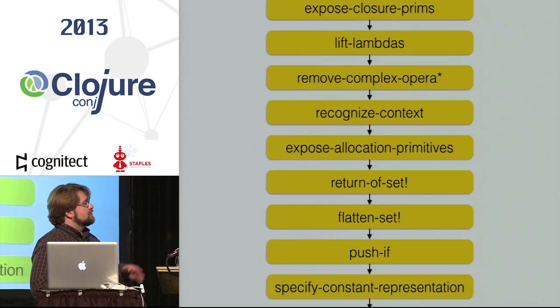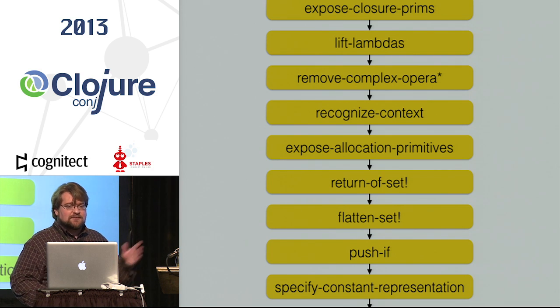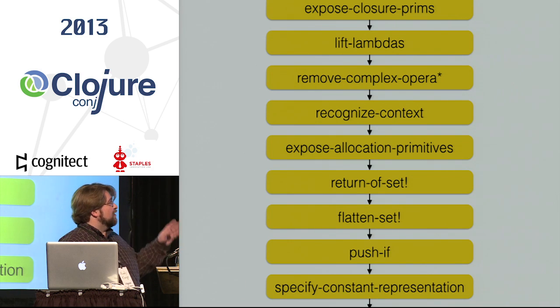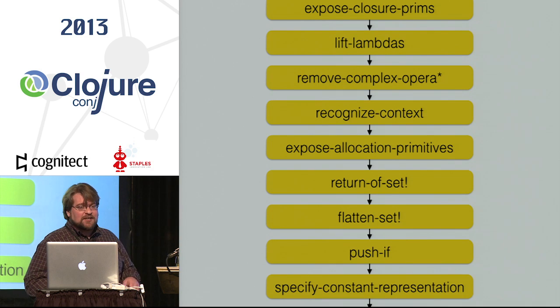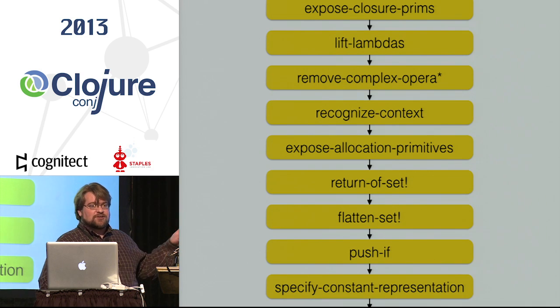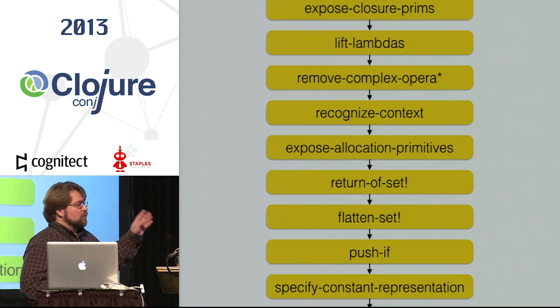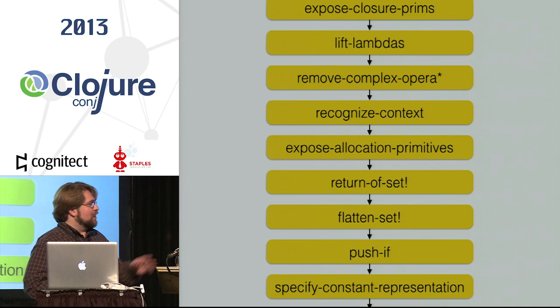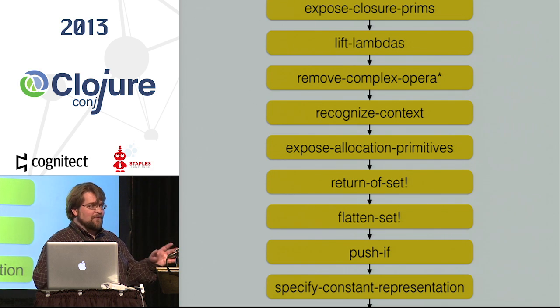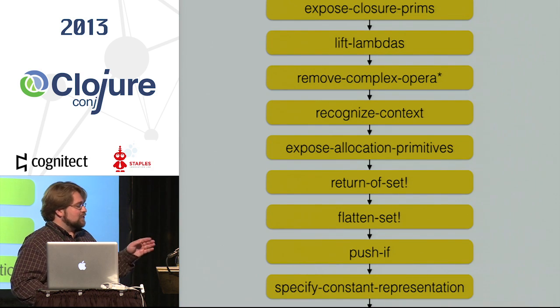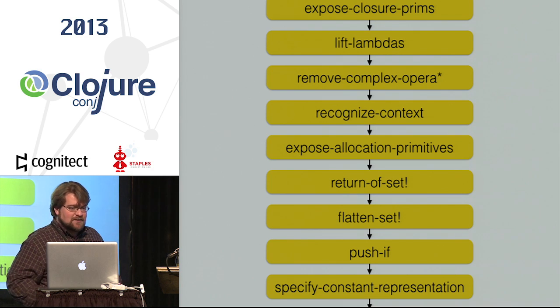We'll lift the lambdas, get rid of nested things, nested expressions. We'll separate things into contexts. I won't go into all that detail. Expose the allocation primitives is going to basically start to convert some of our stuff into something that looks closer to C. We're going to reintroduce set-bang. We're going to get rid of let. We're going to flatten those so that we never have a set-bang that's on the other side of a set-bang. And then we're going to push our ifs in, which I think we need to do for C just to get all of the predicates in the same place.